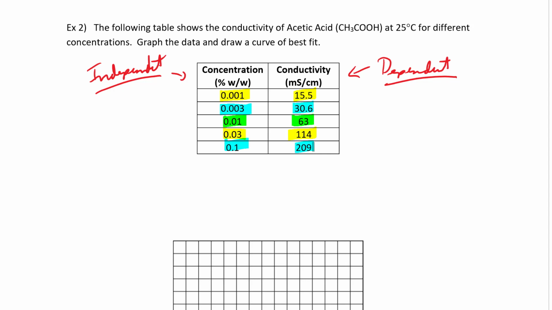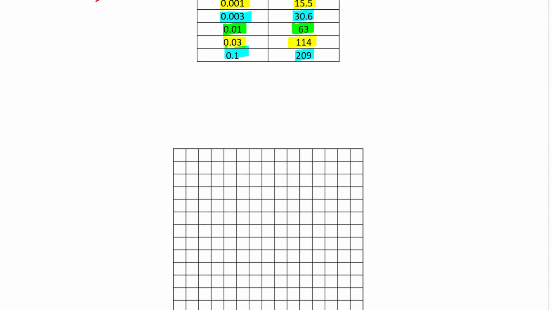Try this on your own right now. Try and make the appropriate scale, finding the range, dividing by how many boxes you have to try and maximize the use of the graph. Label the axes with the appropriate units, plot the data points, connect them with a nice smooth curve, and then put an appropriate title on the top. Try this now. Let's take it up.